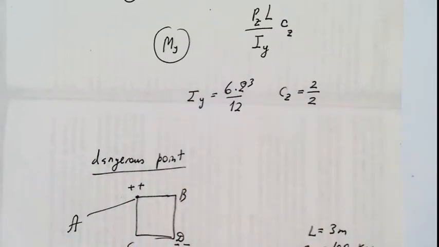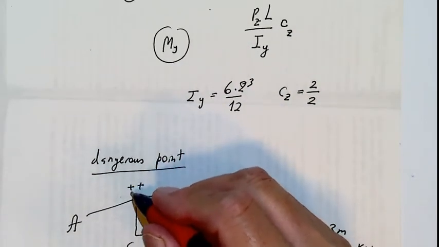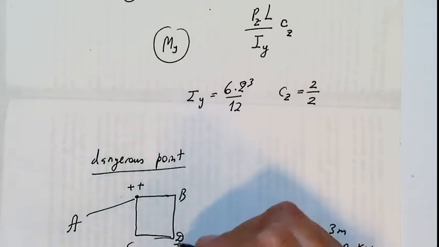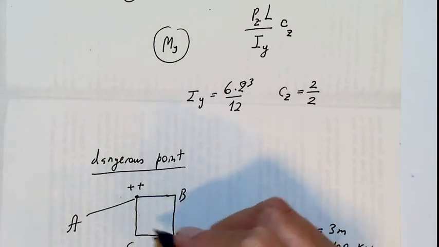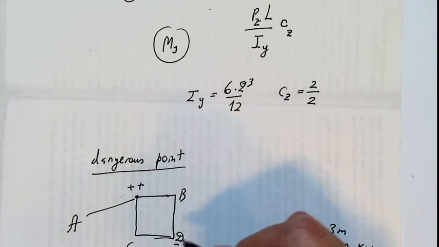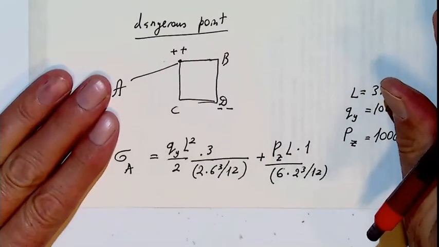So here I have from bending moment Mz plus, bending moment My plus. Here will be bending moment Mz minus, bending moment My minus. So these 2 points are dangerous points. Here will be maximum tensional stress. Here will be maximum compressive stress.